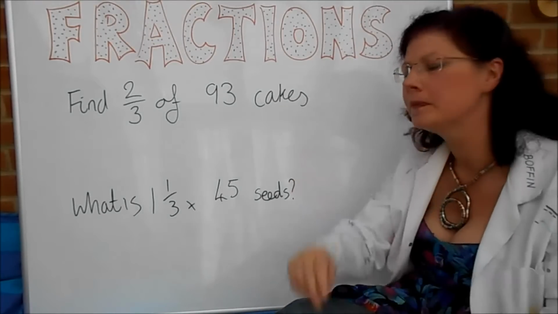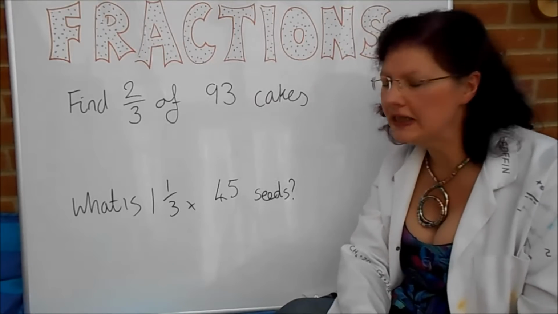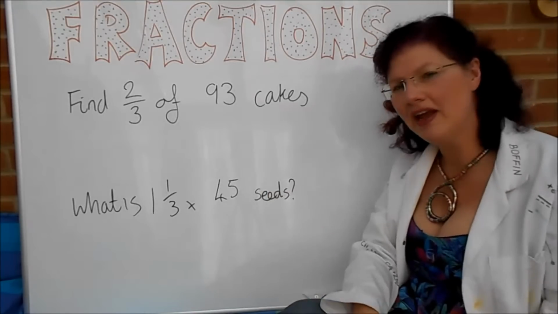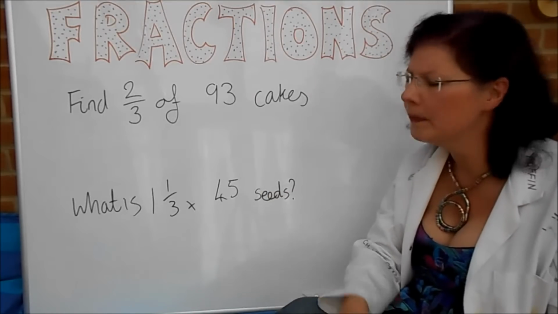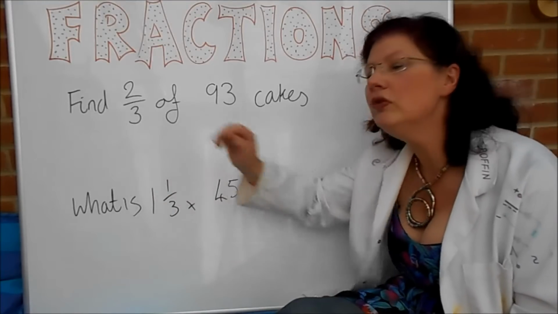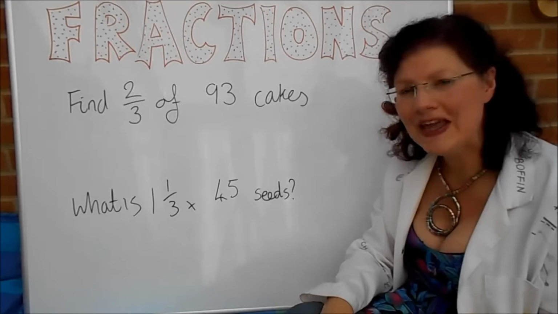Cakes are good, but I'm rubbish at making them. So I go along to my friend and say, have you got any cakes for me? Sure, she says, I've got 93 cakes you can have. Brilliant, I say, that's wonderful. But she says, you can't have all of them because I need some for something else. You can have 2/3 of my 93 cakes. Well, how many is that?